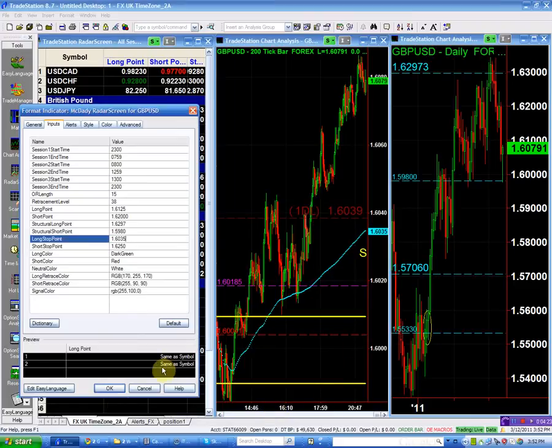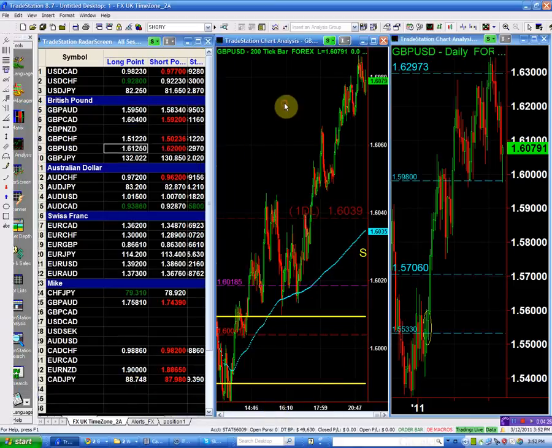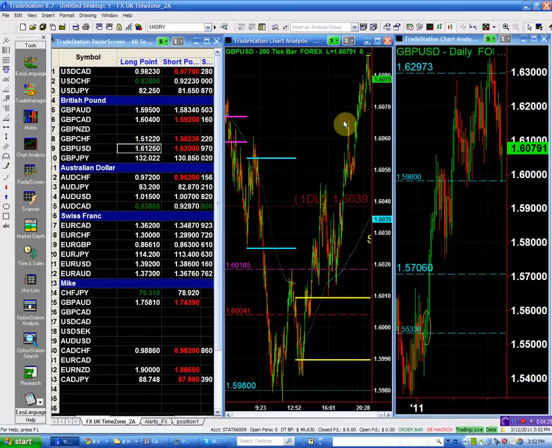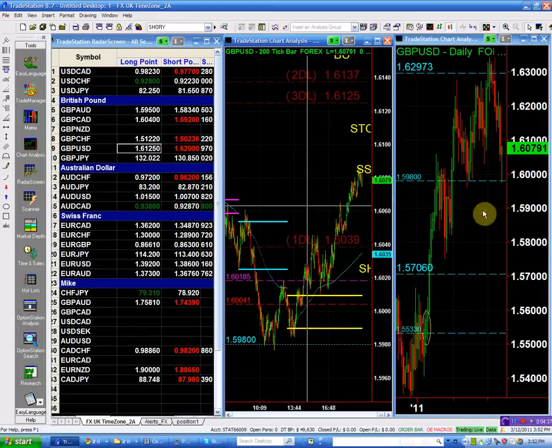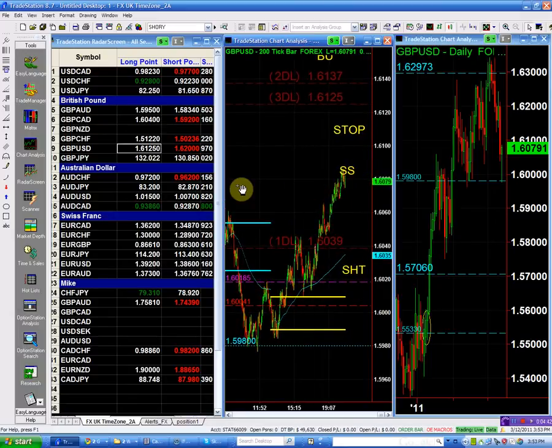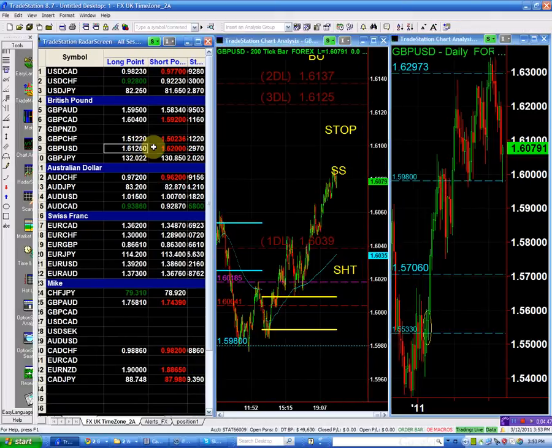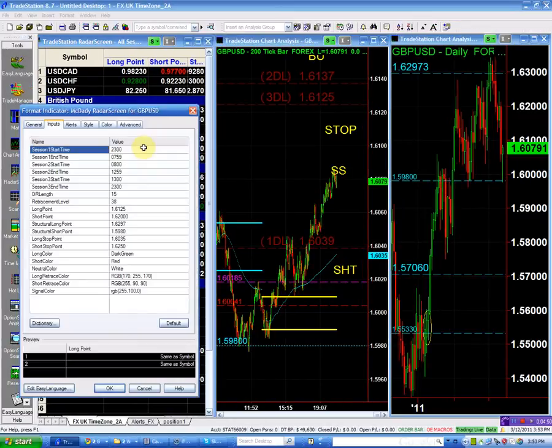I'm going to go short. These numbers are hidden from me. I'm trying to see my numbers. So I'm buying above 161.25. My stop is going to be below 160, let's say 160.60 over here.